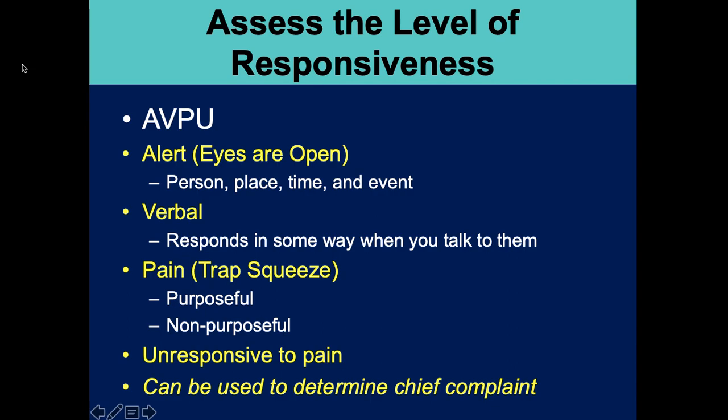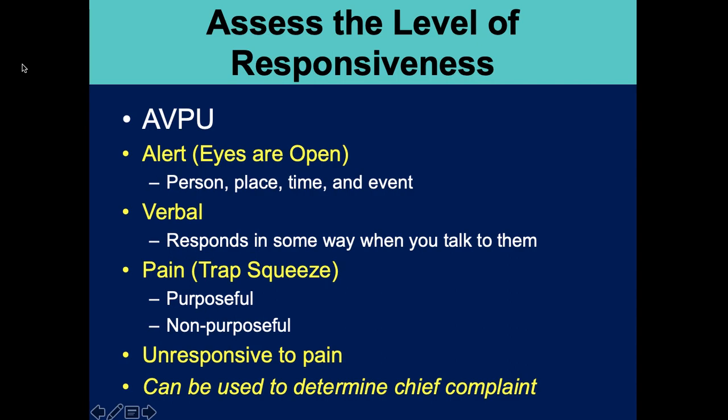If they don't respond to verbal, you provide a trap squeeze, a painful stimulus. And there are two basic types of response. One is called purposeful response. This is going to be localizing pain or withdrawing from pain. So either they push your hand away from their shoulder, or they withdraw away from you. Non-purposeful types of painful response would be decorticate posturing, which is flexion posturing, or decerebrate posturing, which is extension posturing. These are non-purposeful, which means the person's brainstem is doing this, not his brain. So it's telling you that the brain is severely damaged one way or another.